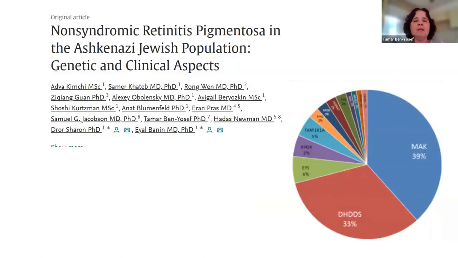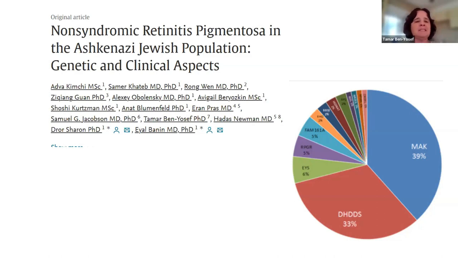We use this very unique population that we have in order to conduct very specific and targeted studies on different ethnicities. And this is an example for a study that we conducted on non-syndromic retinitis pigmentosa among Ashkenazi Jews. We can see in the chart that the two major genes that account for RP in Ashkenazi Jews are MAK and DHDDS. So we can use this information, of course, to provide the Ashkenazi Jews in Israel and in other places in the world with specific genetic counseling and advice.